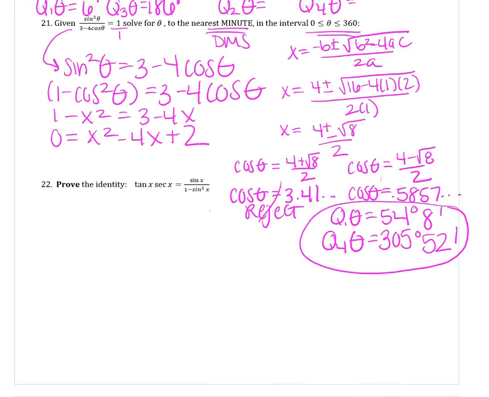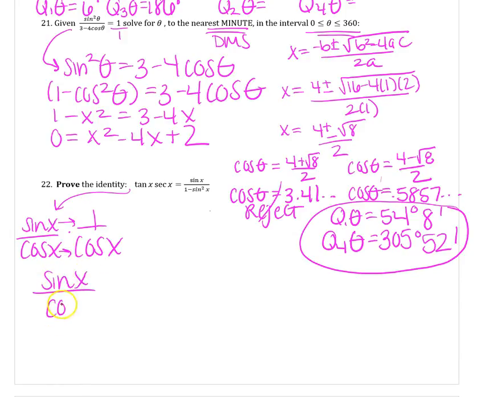All right, last one on the sheet is just a proof. Prove tangent of x times secant of x is equal to sine x over 1 minus sine squared of x. I'm going to start on this side, just because I know I can rewrite a bunch of stuff. Tangent is sine over cosine. Secant is 1 over cosine. Now when I multiply, remember when you multiply fractions, you multiply across, not cross multiply. I get sine of x over cosine squared of x. Cosine squared of x is the same thing as 1 minus sine squared of x, which, oh hey, look at that, they match. And we're done.